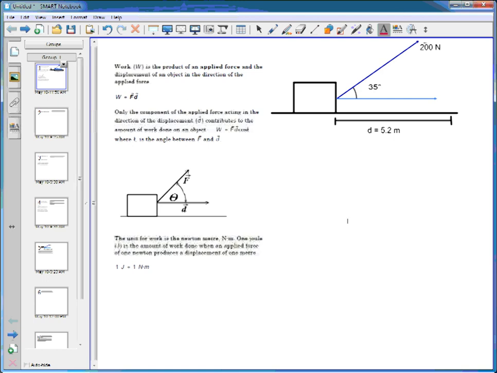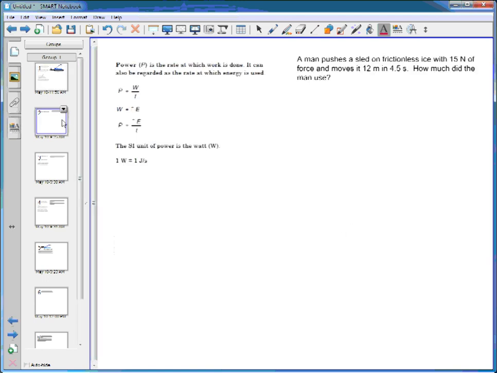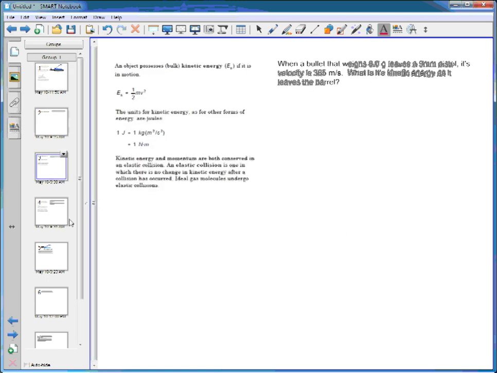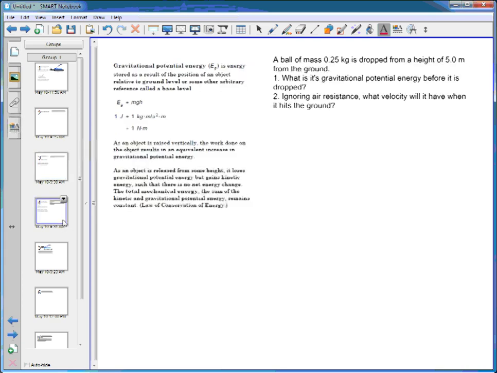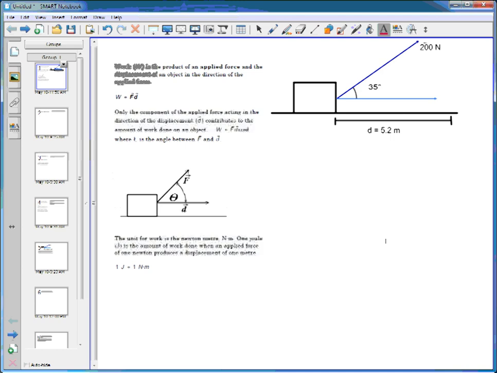There are four concepts that are covered in this unit. The first one is work, then there's power, kinetic energy, and gravitational potential energy. Let's look first at work.